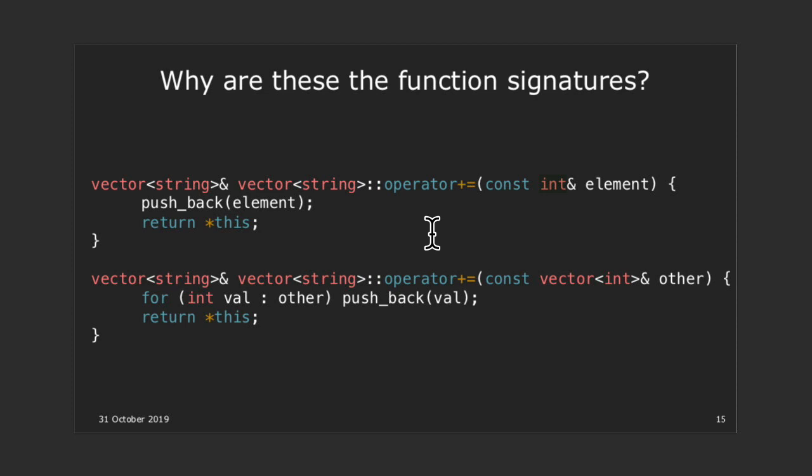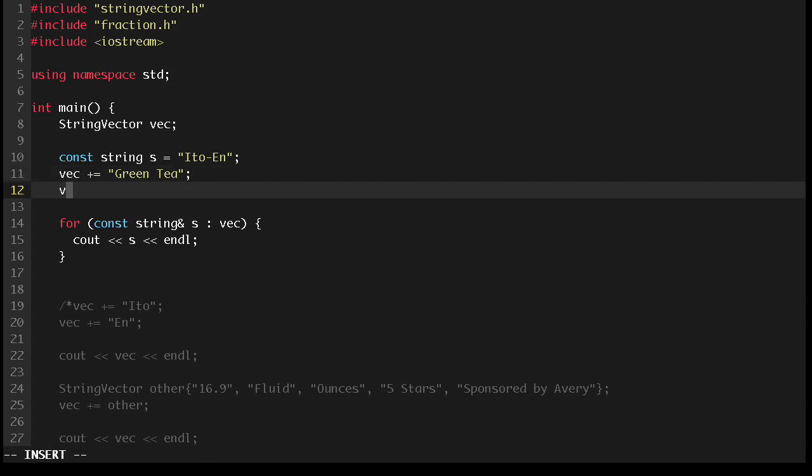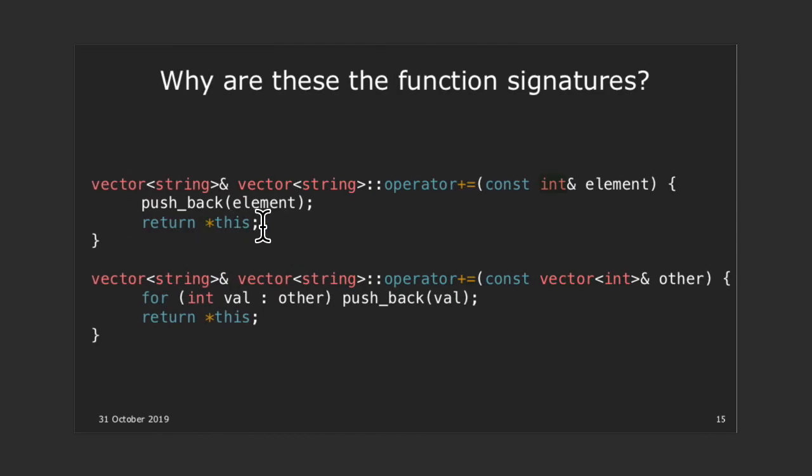Yeah, exactly. So remember that because these are member functions, these functions are being called on some vector. And that vector that you're calling on is this vector over here. This line is the same thing as vec.operator+= green tea. So the left-hand side is the implicit object calling the function, and in C++, you can retrieve that object using this. This is a pointer to that object.